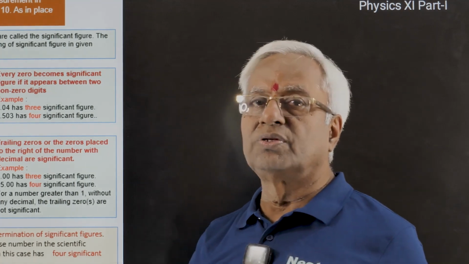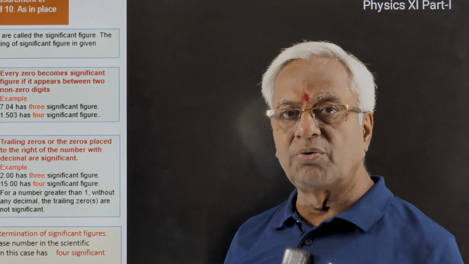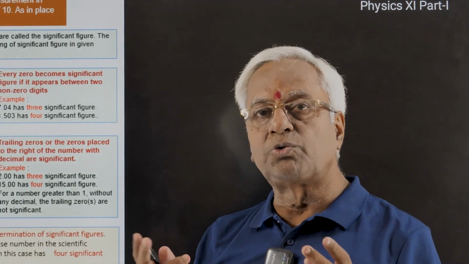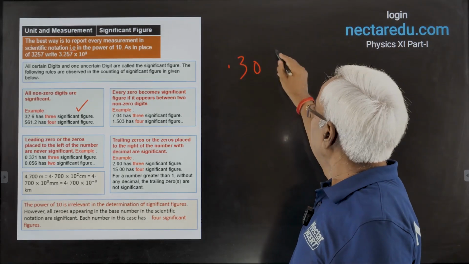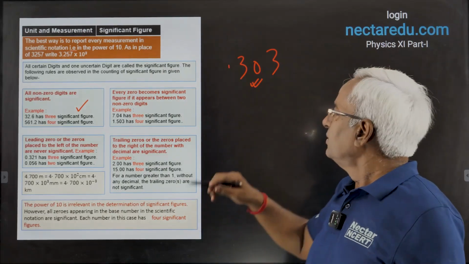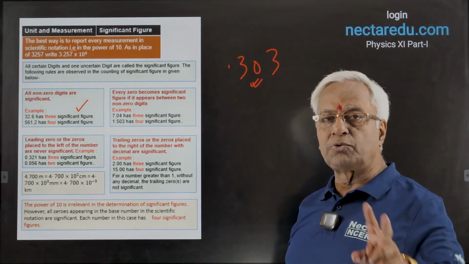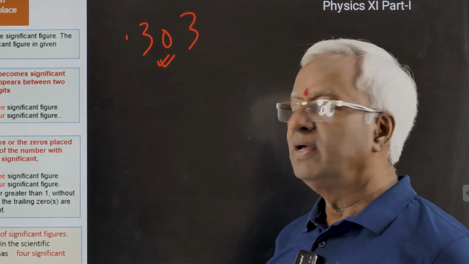And zeros would be counted as significant only when they lie between two non-zero digits. For example, if you write this way, then here 0 is also significant. So if the 0 is lying between two non-zero digits, that would be counted as SF.